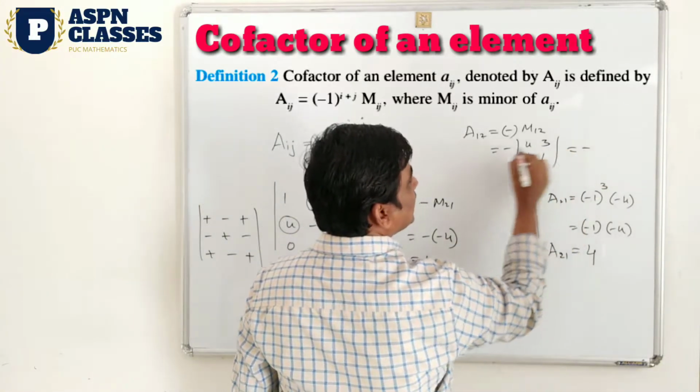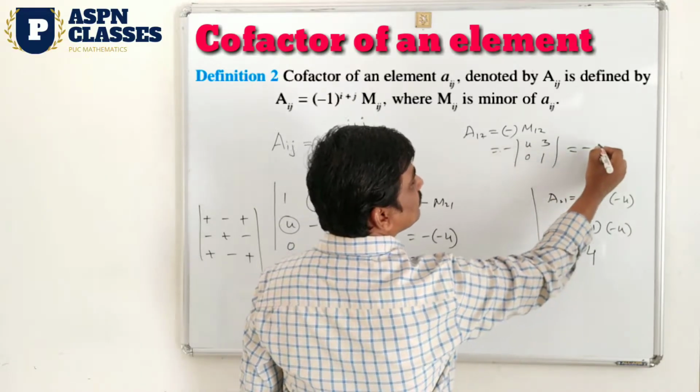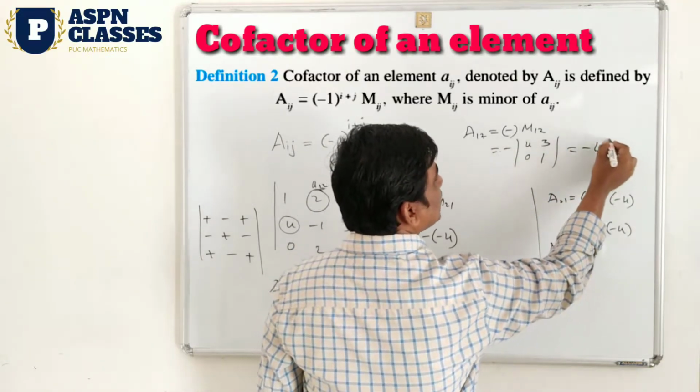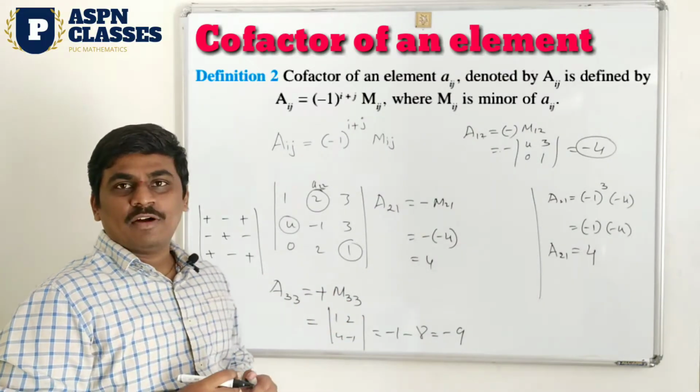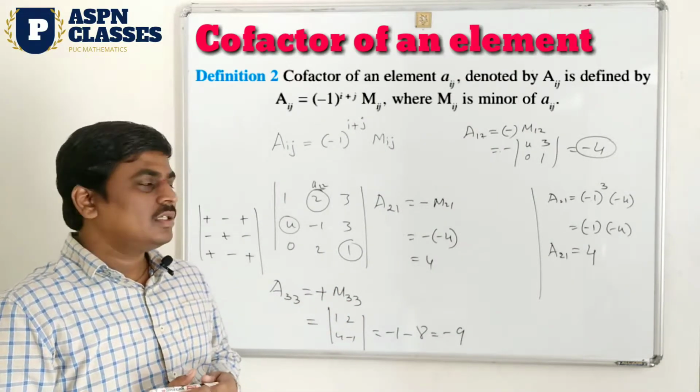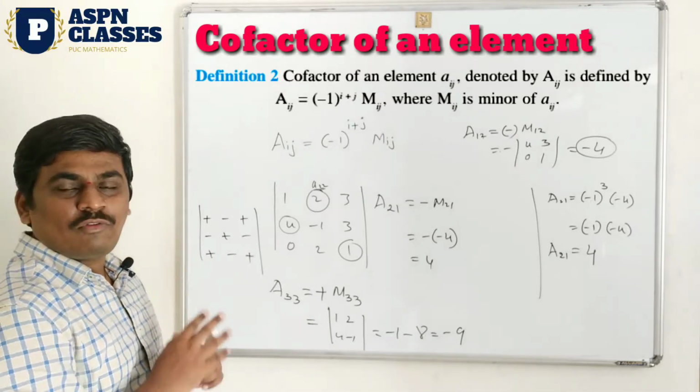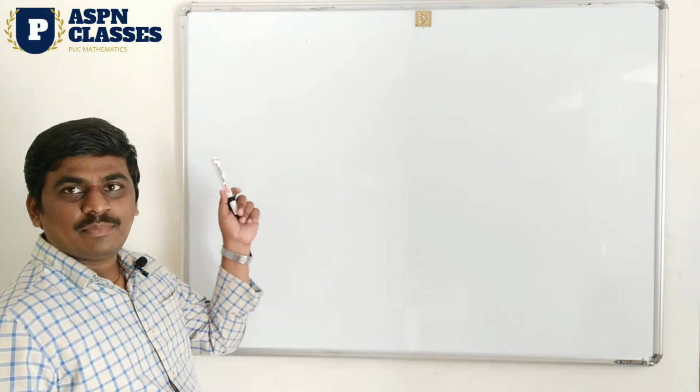4 into the minus sign, write it as it is: 4 into 1 is 4, and this is 0. It means what is the answer? Minus 4. This is the cofactor of A12. That is clear. So this is the procedure for finding the cofactors. Okay, observe here, example first one.